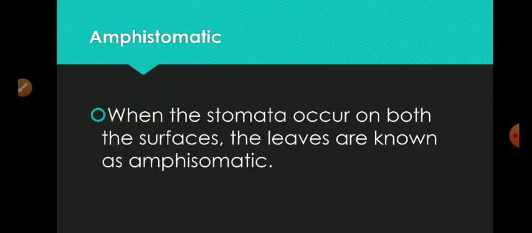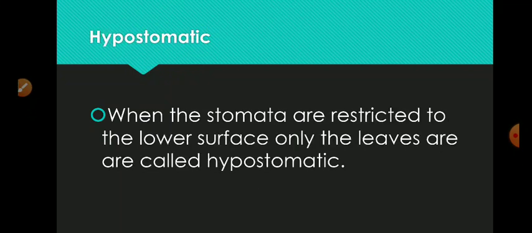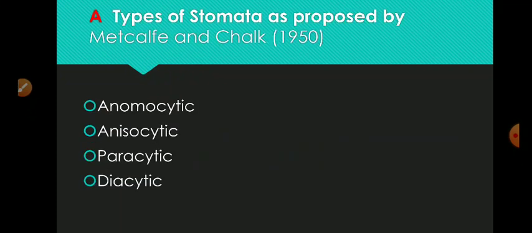So first, the position of stomata. Amphistomatic, when the stomata occur on both the surfaces of leaves. Generally stomata are distributed on all the surface, leaf, stem, but they are more prominent in leaves. Hypostomatic, when they are restricted to the lower surface of the leaves. Now we have started classifying.